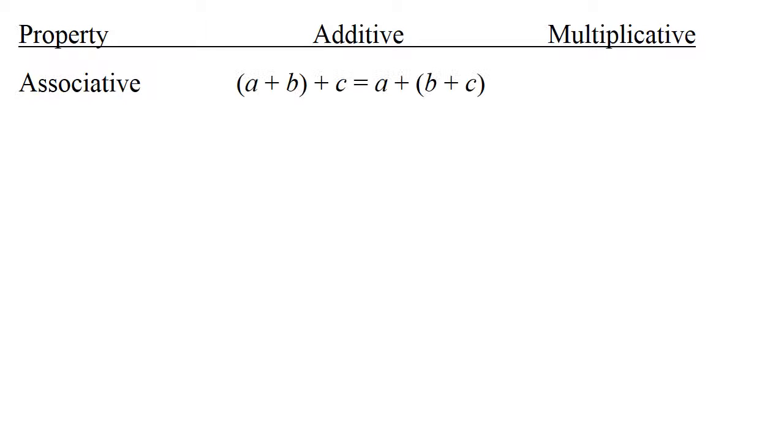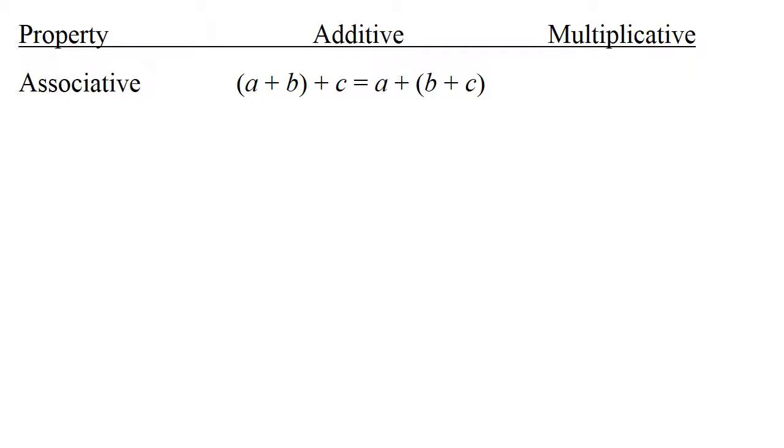And the additive form of this is if you're adding three numbers, A, B, and C, you can go by the order of operations and add A and B first, and then C. Or this property says you could choose to add B and C first, and then add A.